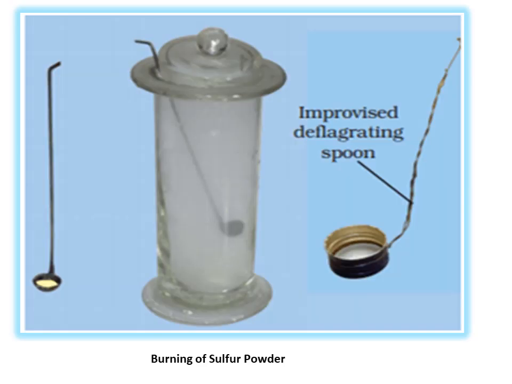So as you can see, burning of sulfur powder. And this is an improvised deflagrating spoon. If in case in the lab the spoon is not available, which is given on the left hand side, you can also make a temporary spoon like this from a cap. Then you can put it down in the glass tumbler and cover it with the lid so that the gas does not go outside. So this is what the activity will look like.